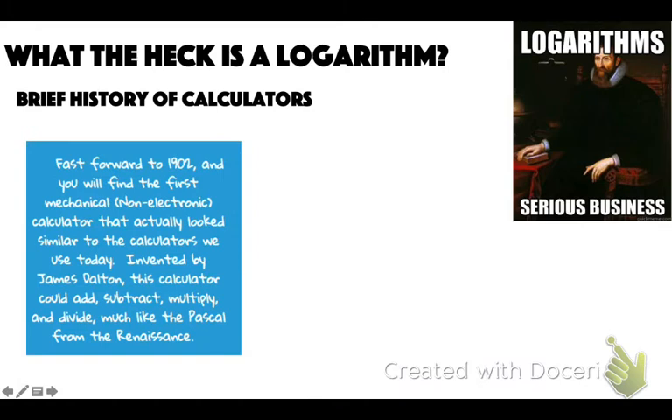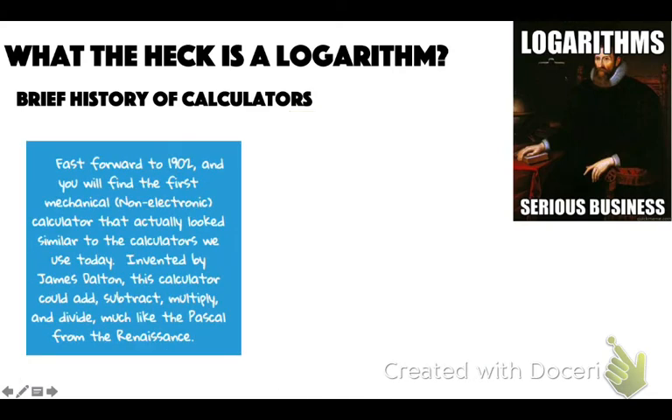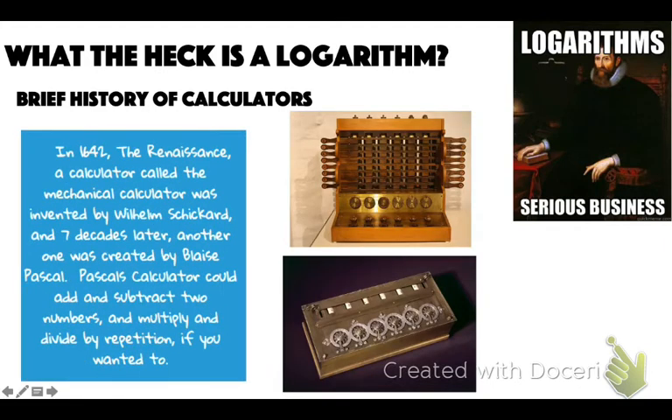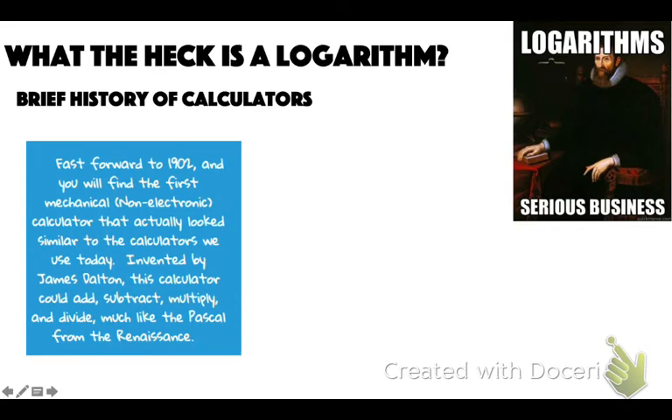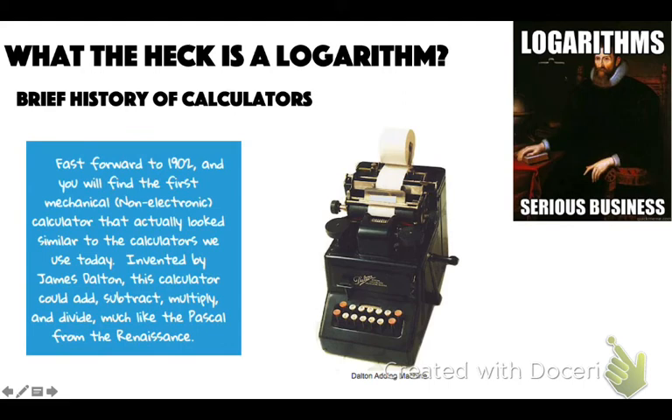So then, fast forward. Now we've gone from 1642 to 1902. How long is that? Almost 300 years, about 250 years. This is what the first mechanical, non-electronic calculator actually looked like. This calculator could do a lot of the same stuff as the other one, where we'd add, subtract, multiply, and divide, like the same one that Pascal made in the Renaissance that we were just talking about.